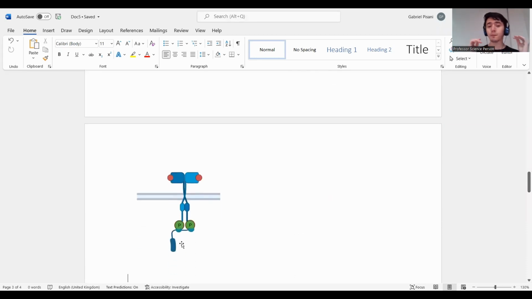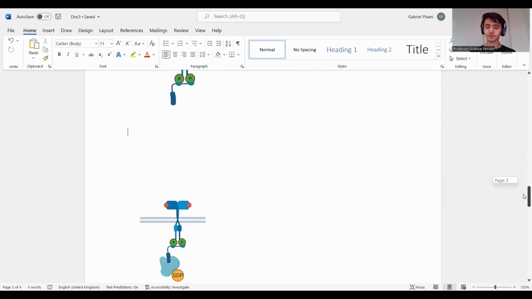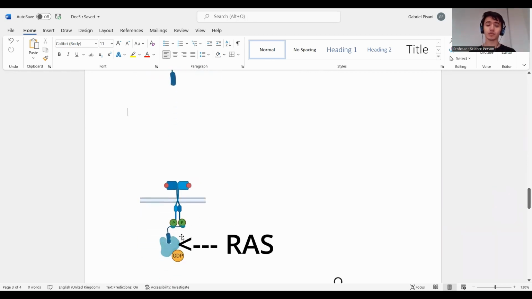When GRB2 binds to the EGFR dimer, or specifically the phosphorylated EGFR dimer, its shape changes so that it is now recognized by the binding pocket of a new protein, which is known as RAS, shown here. This RAS protein specifically is already bound to another substrate, which is known as guanosine diphosphate, or GDP. Here it is now shown here.